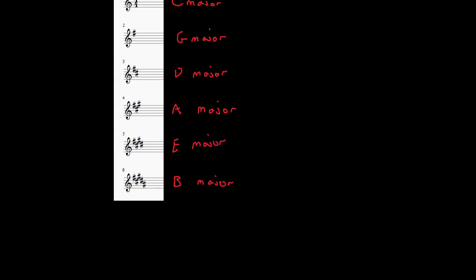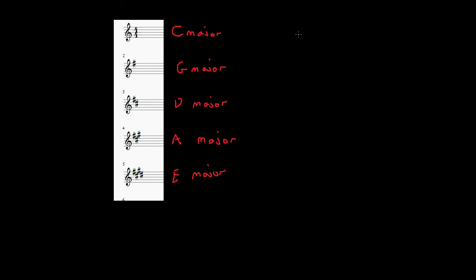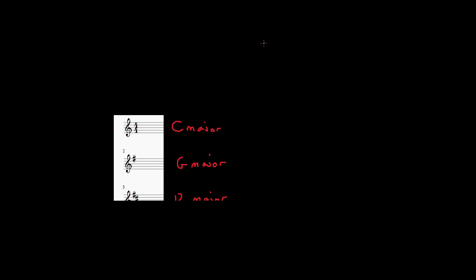Now, for each major key, like I said, there's a corresponding minor key called the relative minor. And how we work that out is we count up. The relative minor key is always built from the sixth note of the major scale. So for example, in the key of C major, the C major scale is made up of the notes C, D, E, F, G, A, and B.